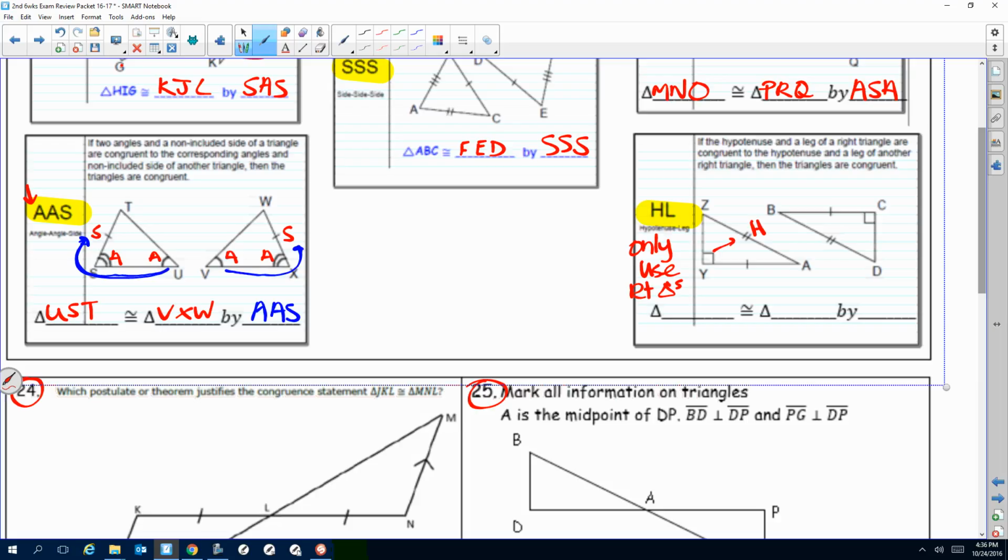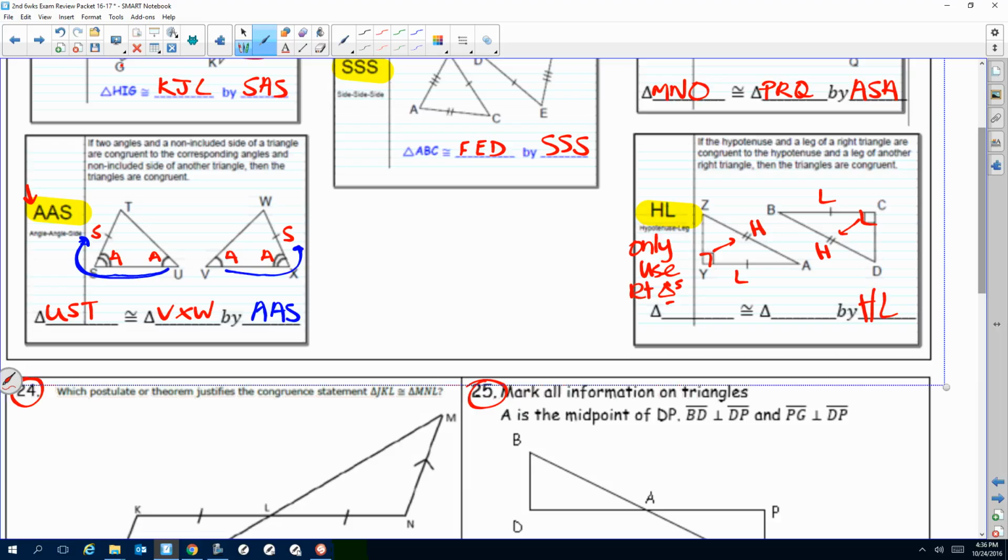You need to have a tick mark there to do HL. I need a tick mark on the hypotenuse. I need to have the same tick mark, which I do. L represents the legs. The legs are the sides that make the right angle. There needs to be a tick mark. There's one, there's one. So now we can say these triangles are congruent by HL.